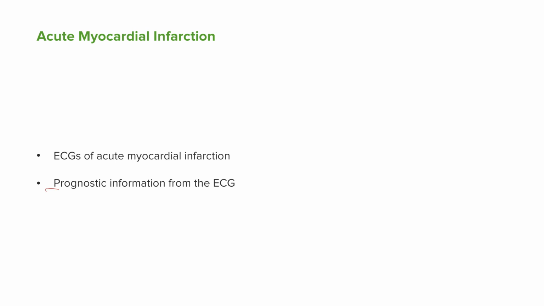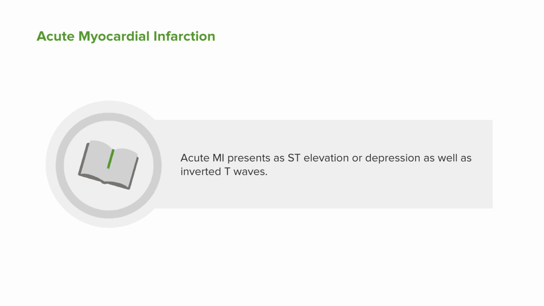The ECG will always have prognostic information in the acute MI. It presents as ST elevation or depression as well as inverted T waves. So the first change is ST depression if the patient is having ischemia. Once it goes to infarction, he will have ST elevation, and when it starts to heal, it will have T inversions. All three should be considered an MI in a chest pain patient.